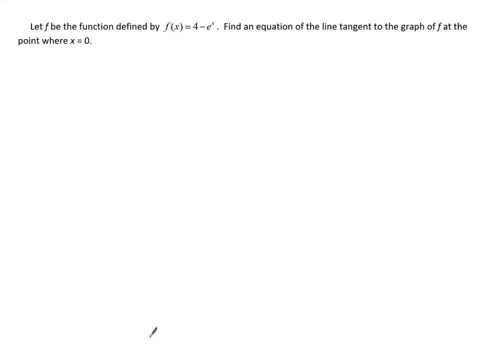Let's take a look at some more examples using our derivative rules. Let f be the function defined by f of x equals 4 minus e to the x. Find an equation of the line tangent to the graph of f at the point where x equals 0. When we want to write an equation of a line, we are going to need a point and a slope.